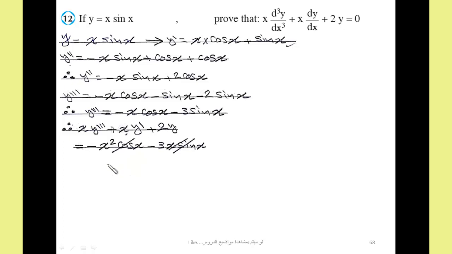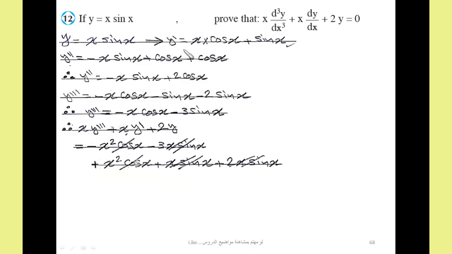So first we write x multiply y triple dash. Here we have y triple dash multiplying x, you will get negative x squared cosine x minus 3x sine x, plus x y dash. Where is y dash? Here is y dash. So we multiply it by x. So we will get x squared cosine x plus x sine x.